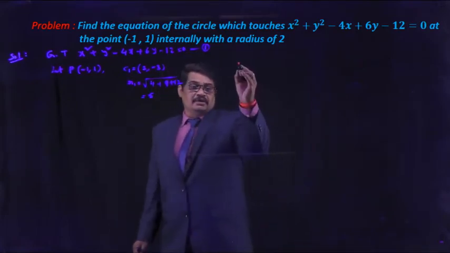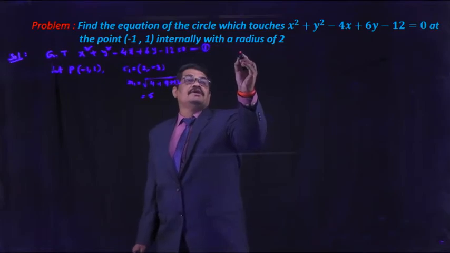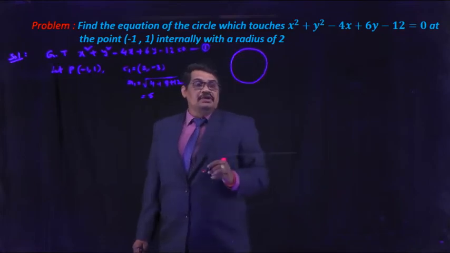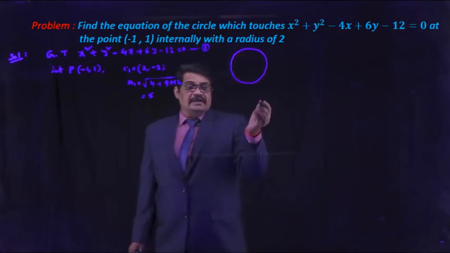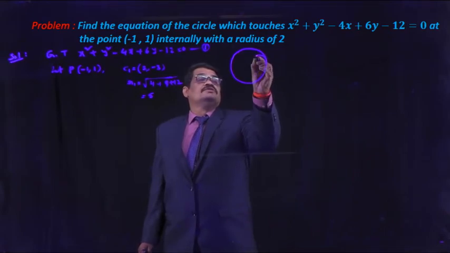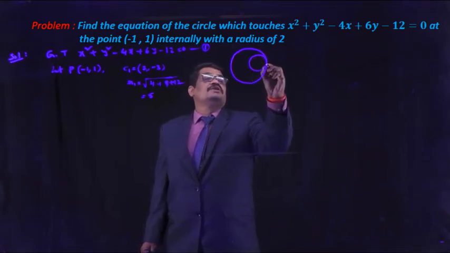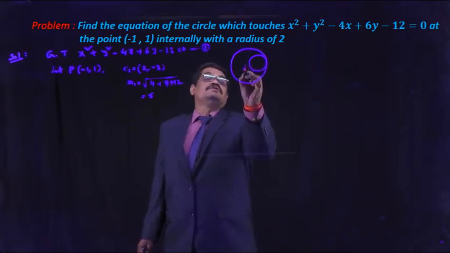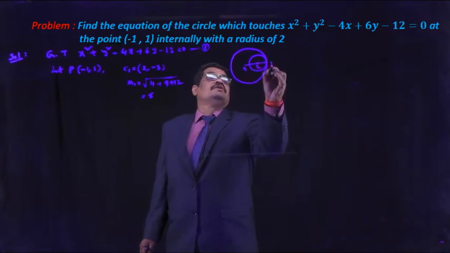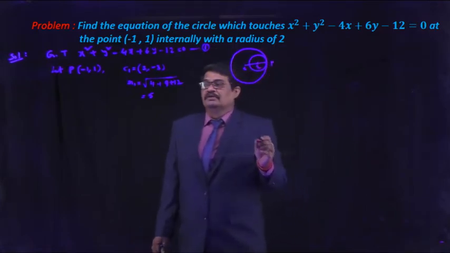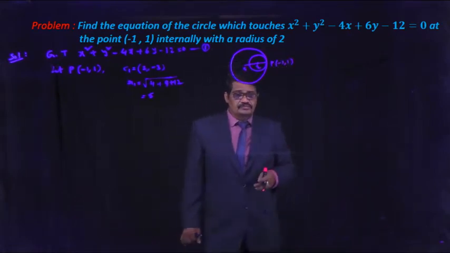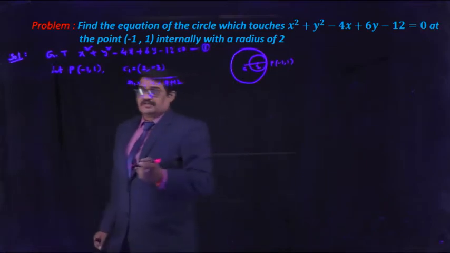Now we first look at the diagram, then we take the required circle center. Now this is the given circle, and the required circle touches this given circle internally. This is the center C1. This is the center of the required circle. This is the meeting point, that is minus 1 comma 1. So C2 is the required circle center.